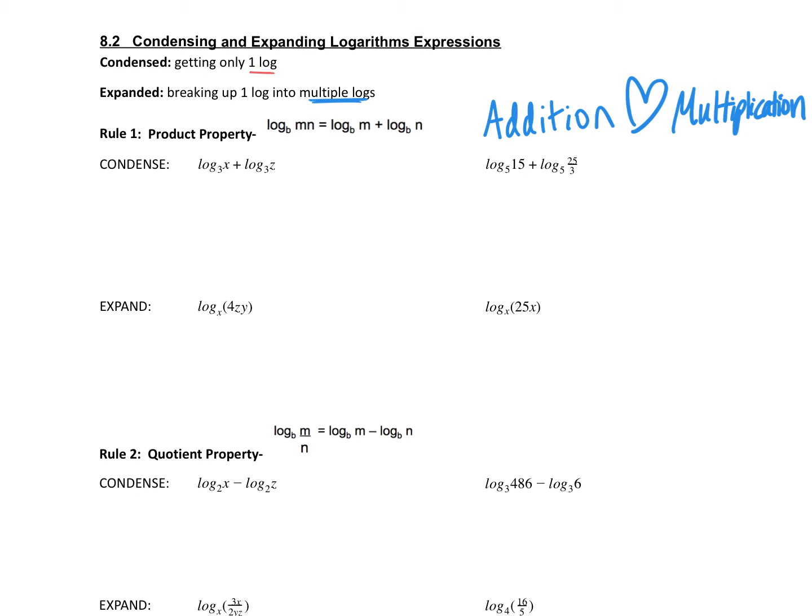Quotient property is going to be the other two. Subtraction, what do you think it's married to? Division, yep. Another love story. Okay? If you can remember these two things, you will be good on this. We're going to start with just condensing both properties. So taking multiple logs and making them 1.